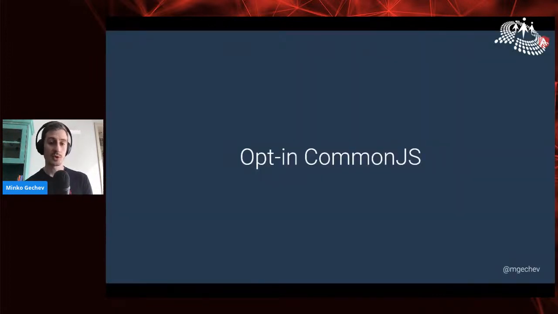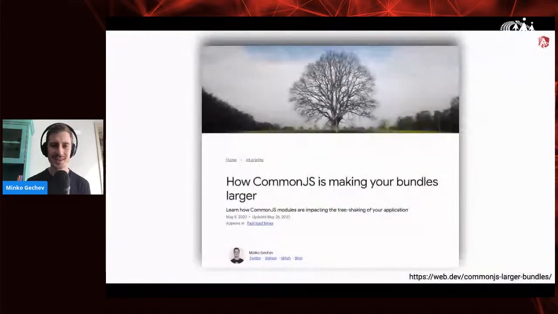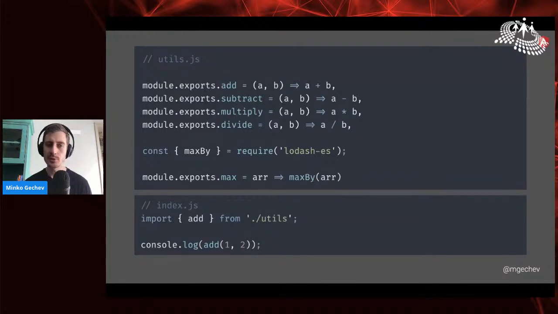Now, I would want to spend some time talking about CommonJS because this is a pretty interesting problem, and it again shows this trade-off of static versus dynamic. Actually over 2 months ago now, I wrote this blog post about how CommonJS is making your bundles larger. This is a well-known fact. I didn't discover it, but the findings in this blog post were pretty interesting. You can find it on web.dev/commonjs-larger-bundles. Let us look at some examples so that we can understand why CommonJS is in fact making your bundles larger.